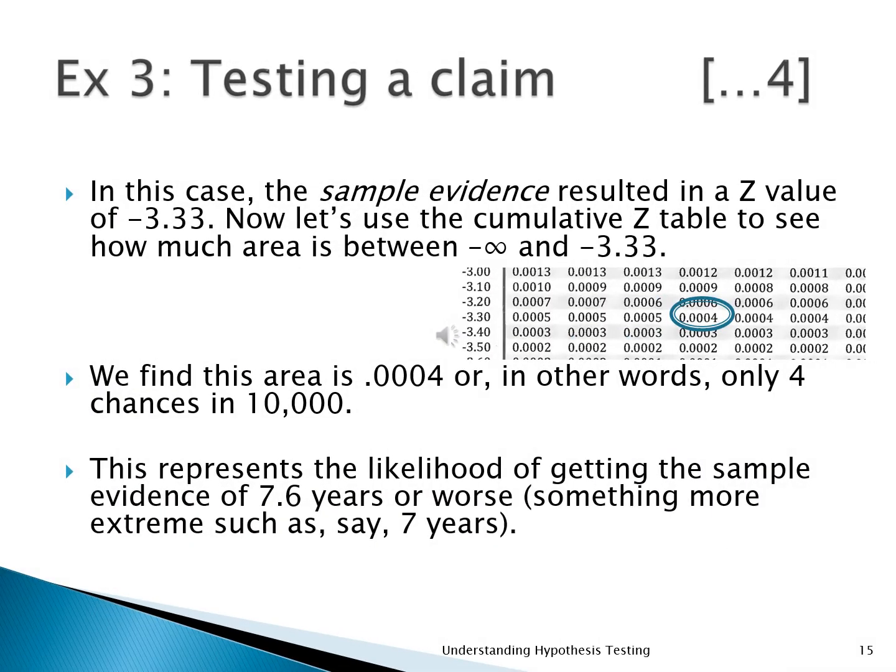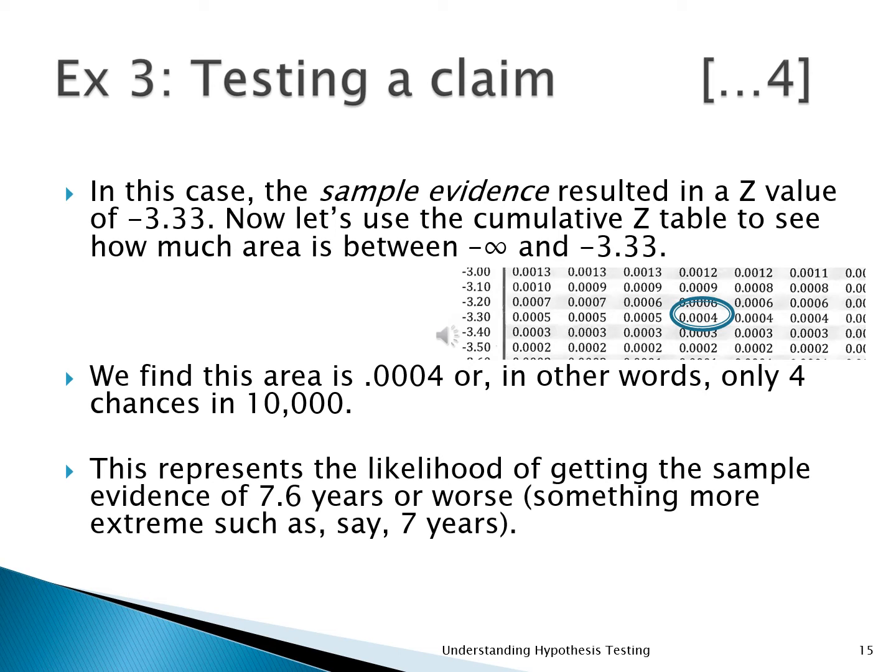Our sample evidence results in a z-value of minus 3.33. Using the cumulative z-table, we see how much area is between negative infinity and minus 3.33. Note that it's 0.0004. In other words, there are only 4 chances in 10,000.